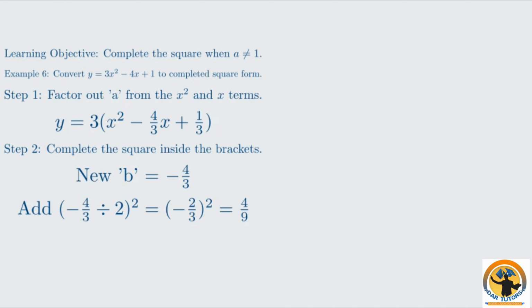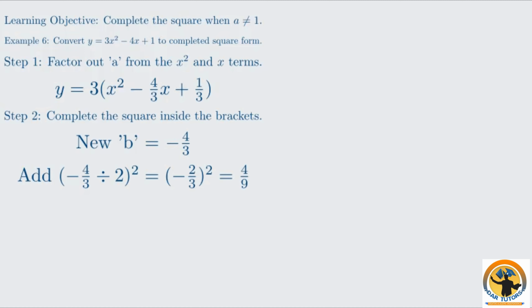The number to add is -4 over 3 divided by 2, all squared, which is -2 over 3 squared, or 4 over 9. We add 4 over 9 inside the brackets. But we must also subtract it to keep the expression equivalent. This gives us 3 times the quantity x squared minus 4 over 3 x plus 4 over 9, plus 1 over 3 minus 4 over 9.